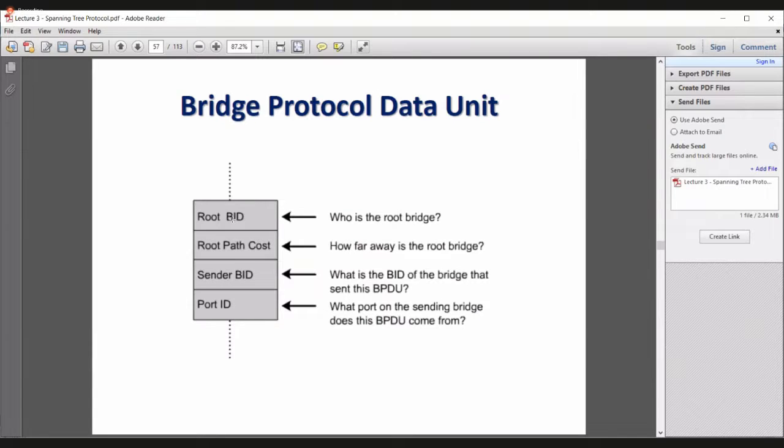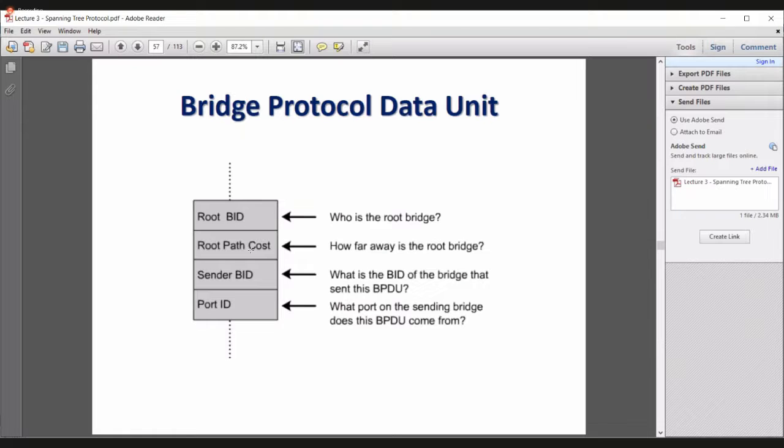Root bridge ID, root path cost, sender bridge ID, port ID. So root, we finalize the root first because it is essential for introducing the BPDU. Root bridge ID is the first thing. Who is the root?